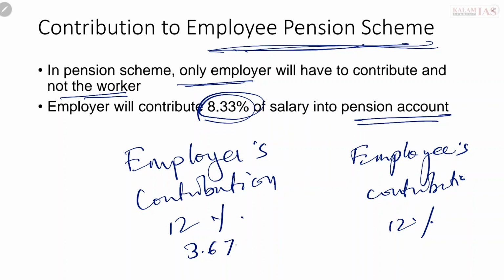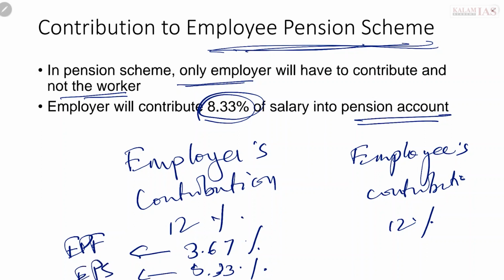Remember the breakup. 3.67% is for EPF and 8.33% is for employee pension scheme, the EPS. Whereas the employee's contribution is completely for EPF.